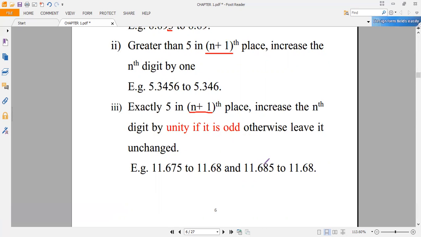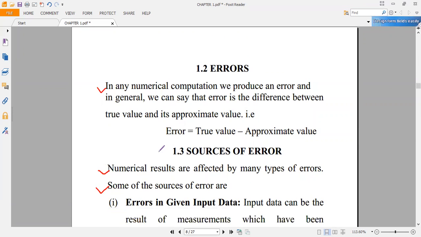Take 11.685. If you want to approximate to 2 decimal places, you can see that 8 is an even number, so we leave it as it is when we approximate to 2 decimal places. So it becomes 11.68. Error analysis.